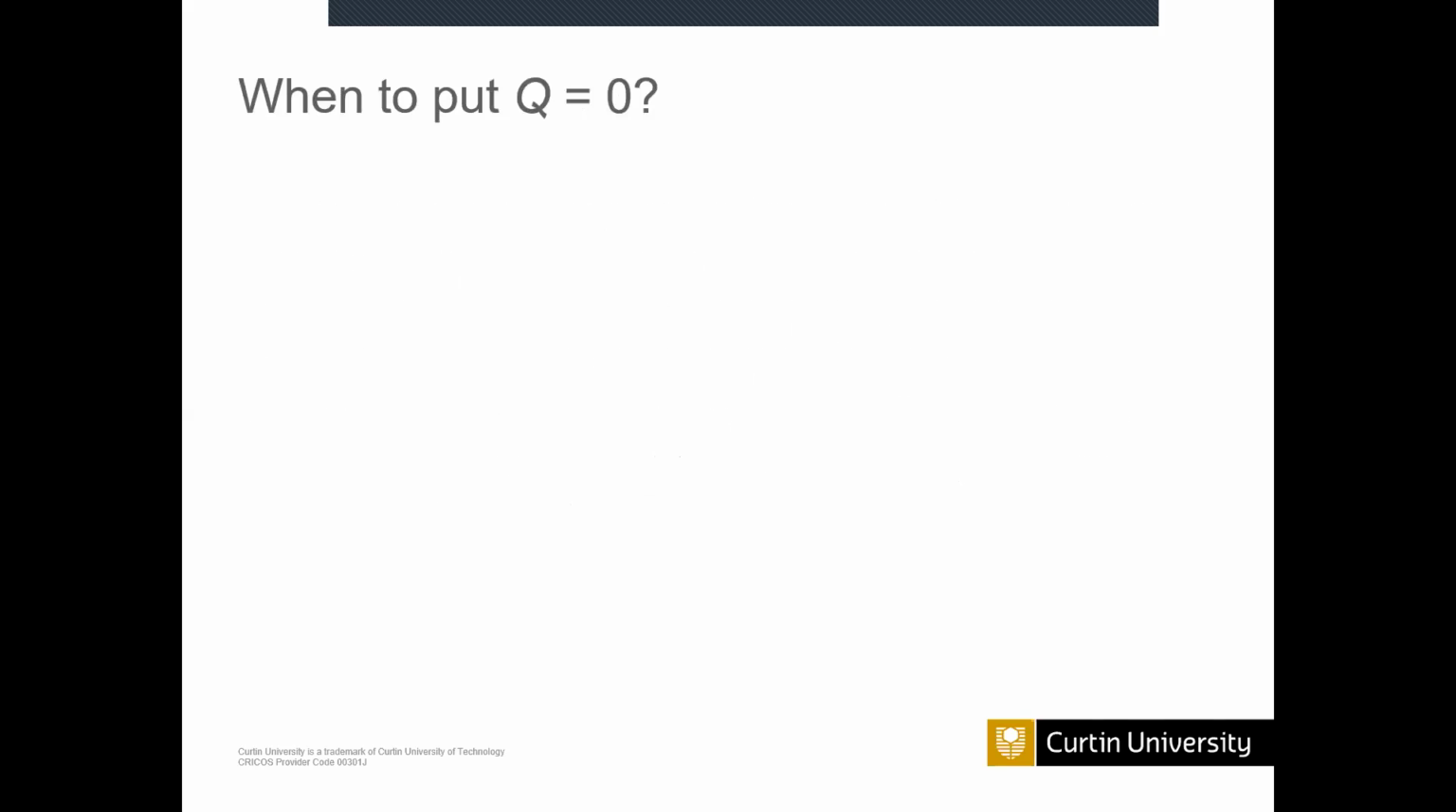Okay. When to put Q equals 0? Don't put Q equals 0 at the very beginning. Then it's not useful. Normally Q is the symbol of the dummy load, capital Q.